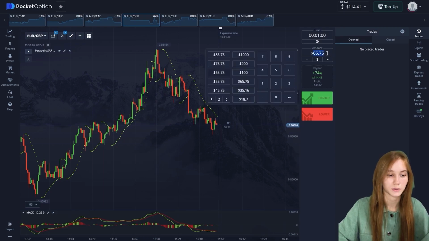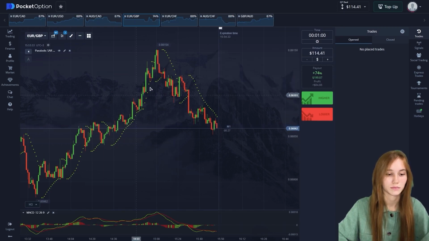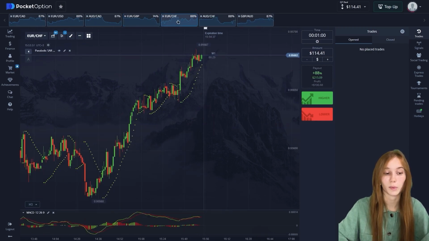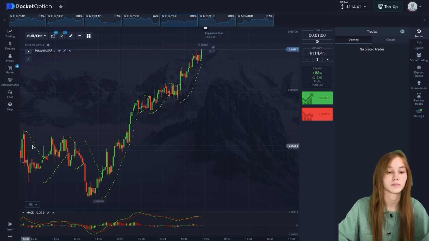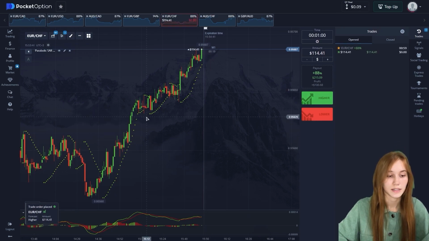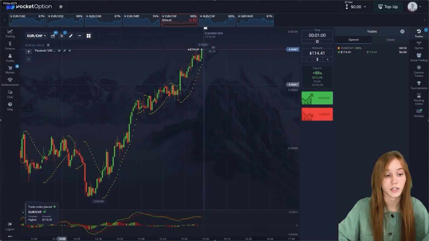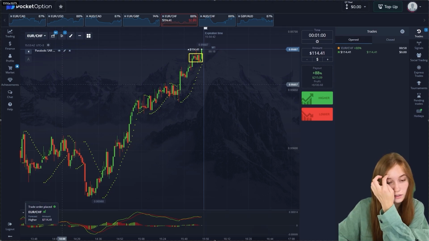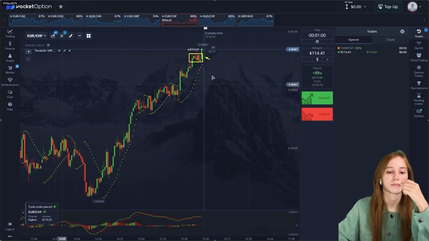So let's continue. And we move on to the next concept. We open a deal, up deal. We see some delay or consolidation, so to say, and it's finished. We see green candle.